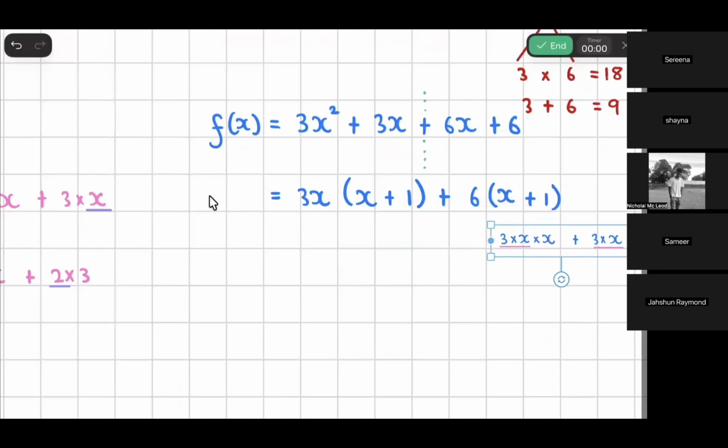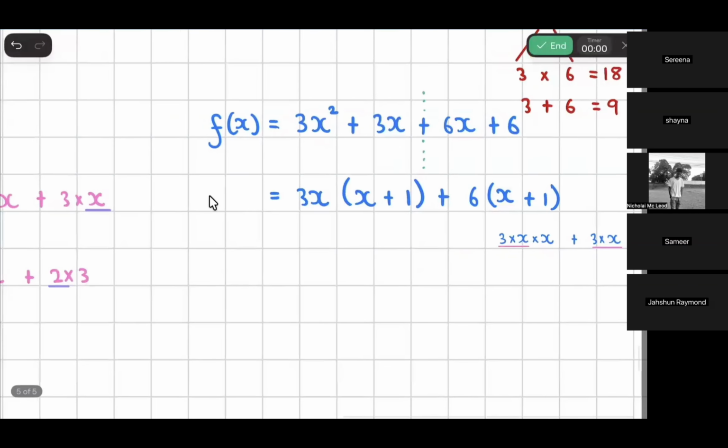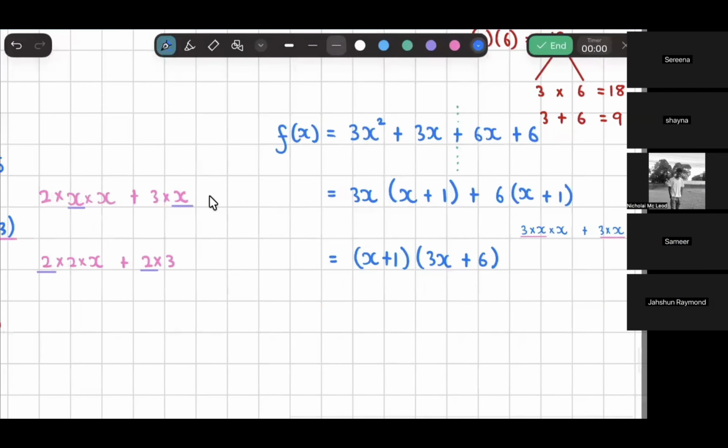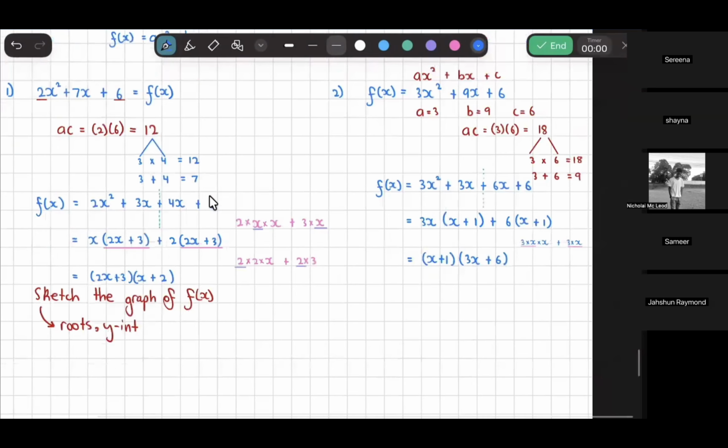Now, Amira and Christian, are you seeing anything in common between this term and this term? Do they have anything in common? Yes, sir. x plus 1? Right, they have x plus 1 in common, which means I could pull it out from both of those terms. So what would I write inside of that bracket? 3x plus 6. Yep, 3x plus 6. We understand that? Yes, sir. Nice.